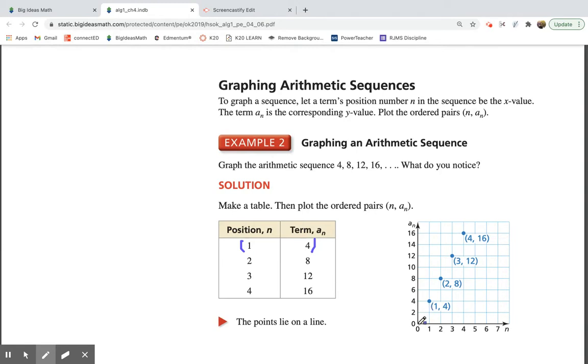After you plot the points, I'll try my best. I knew that was going to be wiggly. It makes a straight line. So they lie on a straight line.